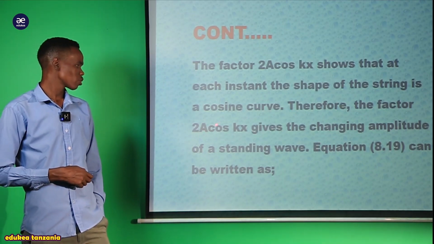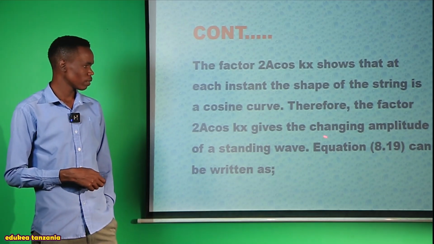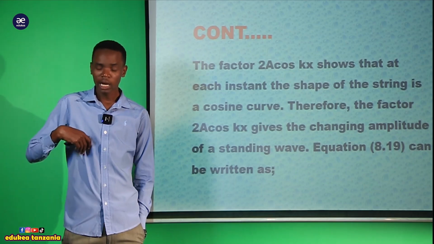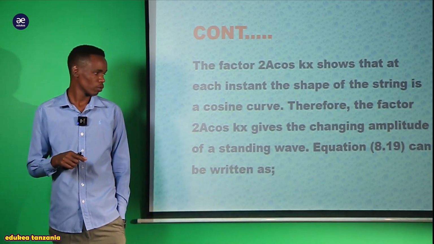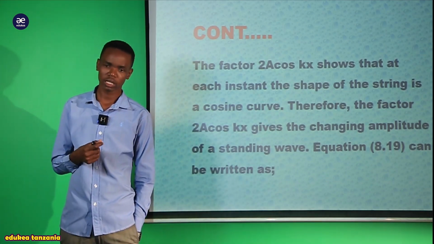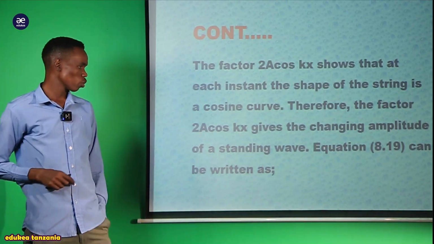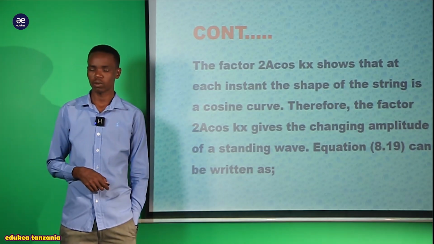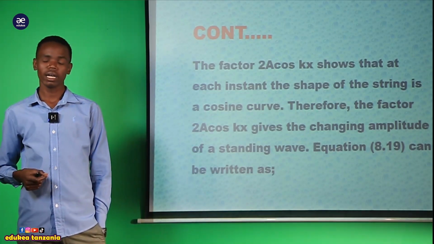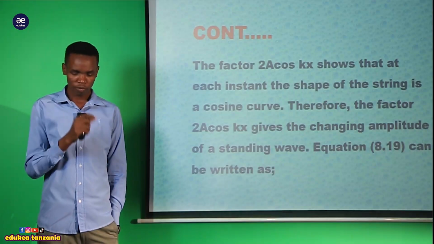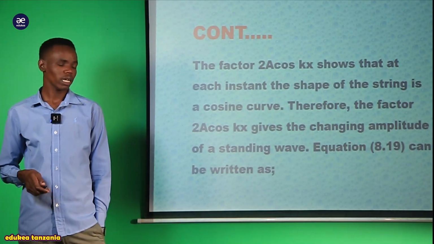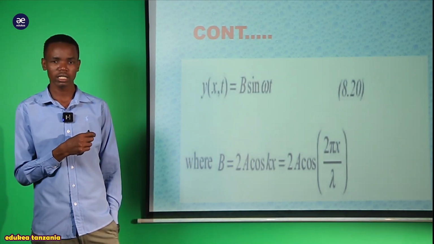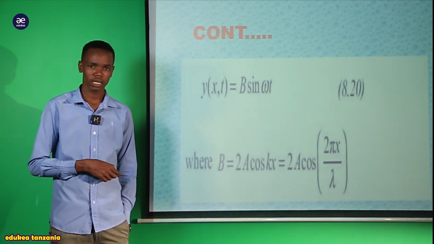Therefore, the factor 2a cos kx gives the change in amplitude of the standing wave. This is what we are supposed to understand. After that, equation number 19 for topic number 8 can be written, or can be expressed, as the displacement along x, t is equal to b sin wt.